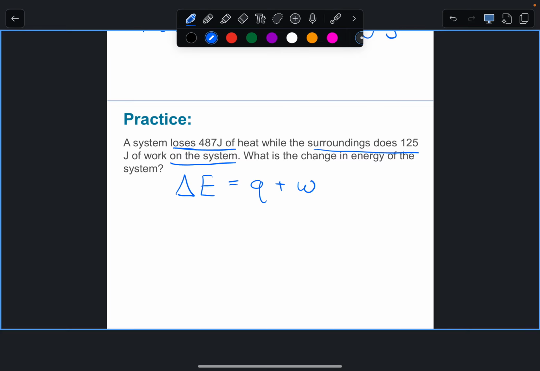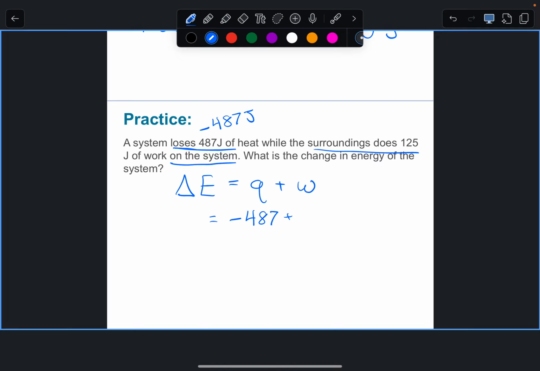Okay, so a system loses that much heat. So it's leaving the system. So that should be negative 487. So this is like turning words, interpreting a situation into values. So negative 487 for the heat.